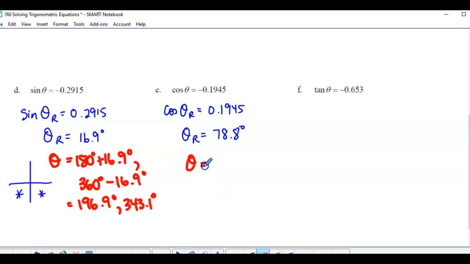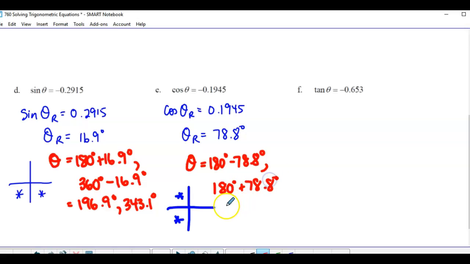So theta equals, actually I got to think about in my quadrants here, where is cosine negative? In the second and the third. So now when I go to get my angles, it's got to be 180 minus 78.8, and then 180 plus 78.8. So to summarize, that's going to be 101.2 and 258.8.